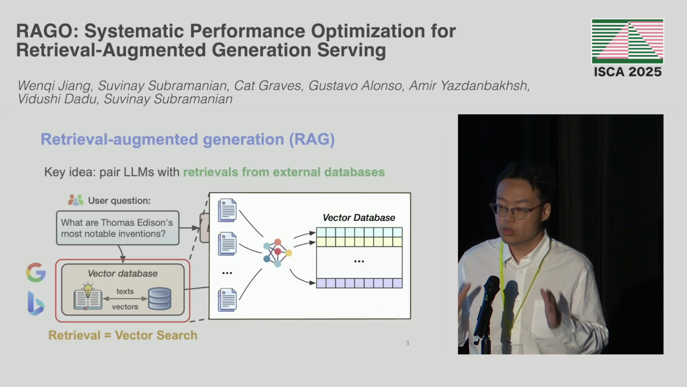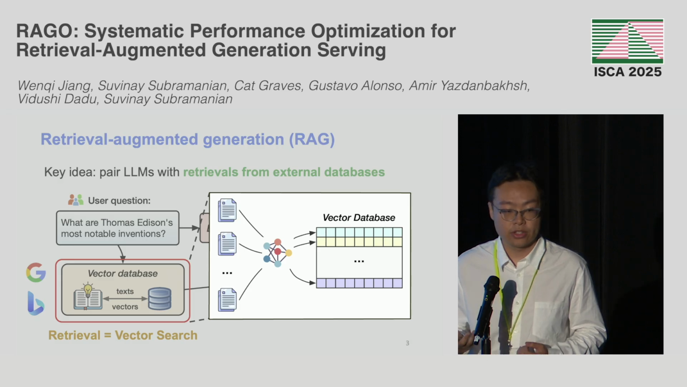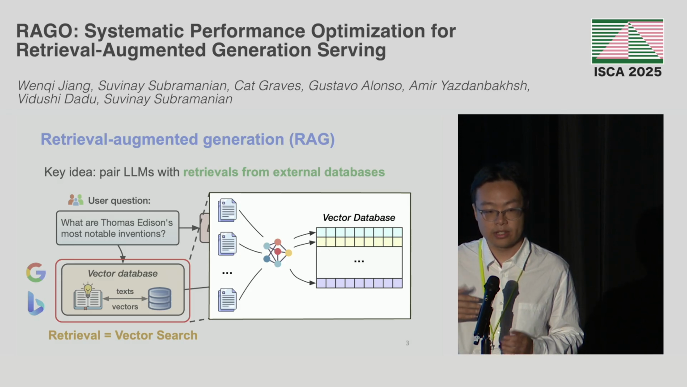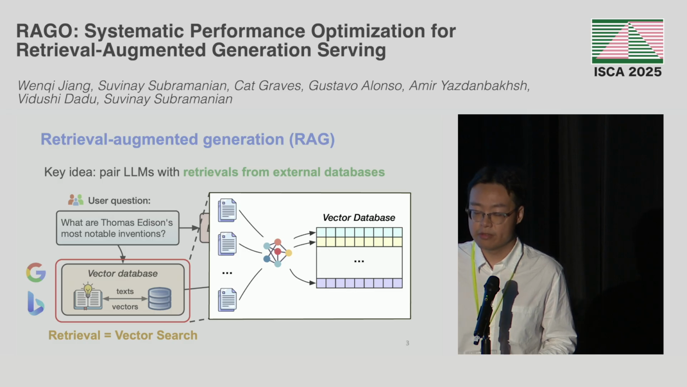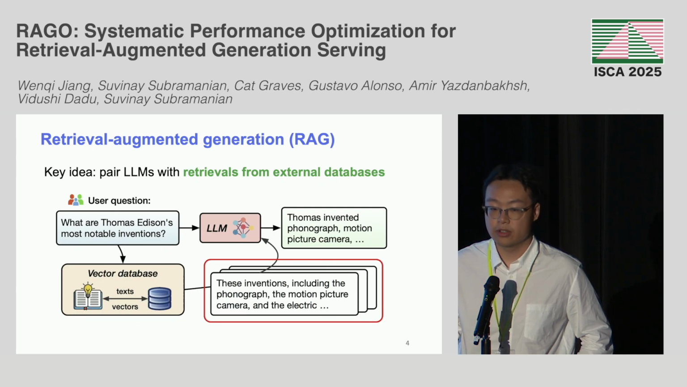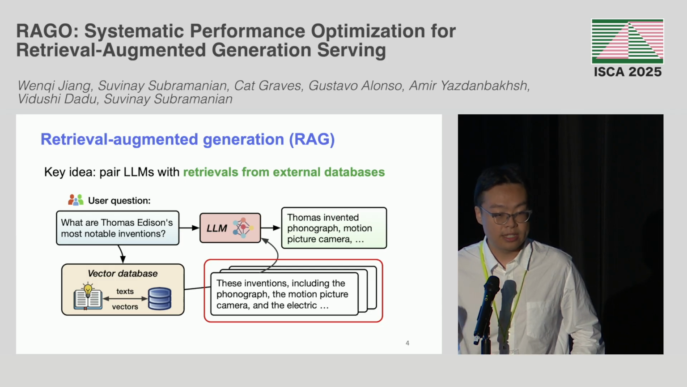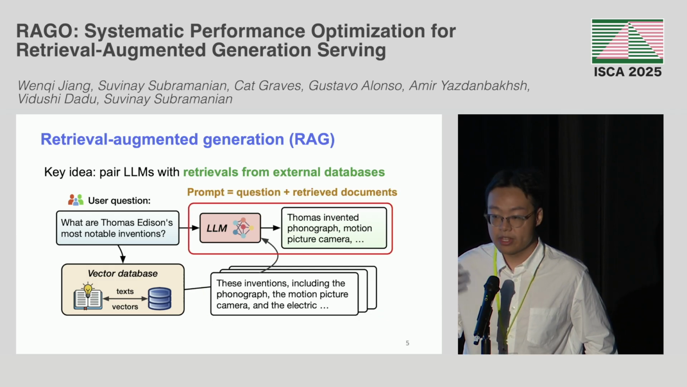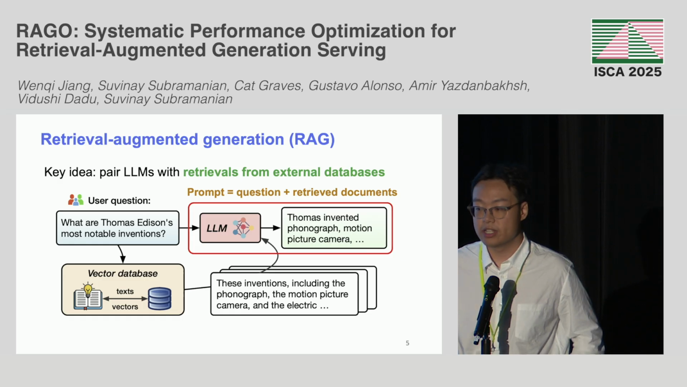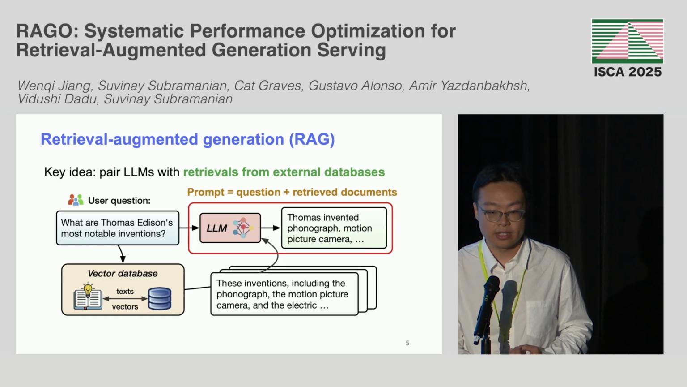More specifically, this retrieval procedure is done by a vector search on a vector database, where all the database documents are encoded into vectors, and the query is also converted into vector format and compared against these database vectors. So in this example, in response to this query about Thomas Edison's invention, the retrieval procedure may find documents highlighting his contributions around phonographs, cameras, etc. And these documents will then be included as part of the prompt of the LLM, so the model can now generate a much more well-informed response.